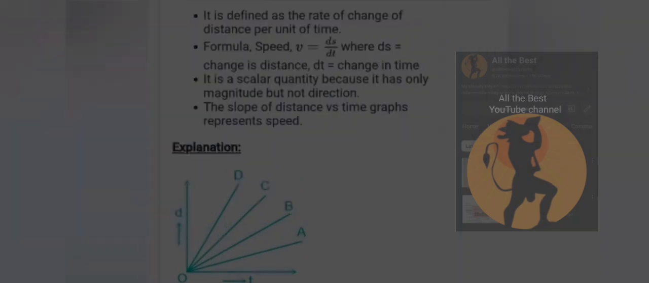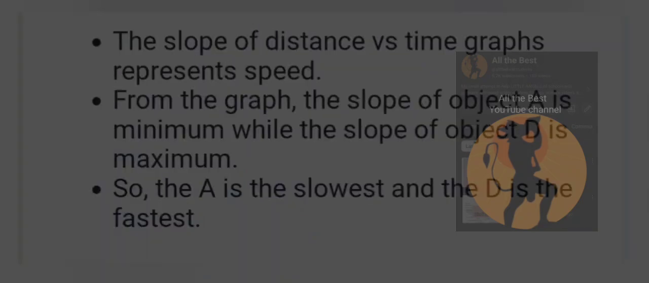Speed is defined as the rate of change of distance per unit time. The formula: speed v = ds/dt, where ds is the change in distance and dt is the change in time. It is a scalar quantity because it has only magnitude but not direction. The slope of the distance versus time graph represents the speed. For this question, from the graph, the slope of object A is minimum while the slope of object D is maximum. So A is slowest and D is the fastest.